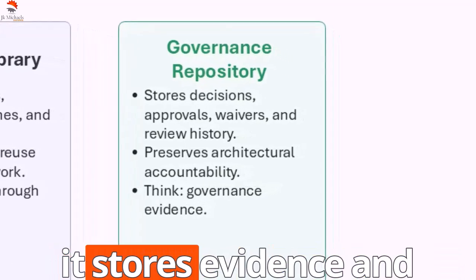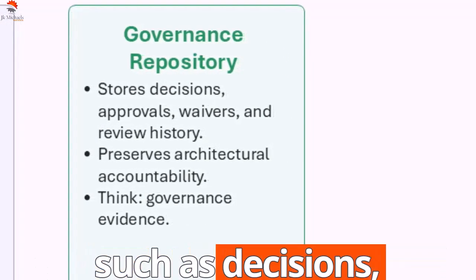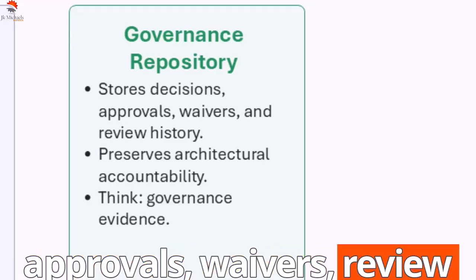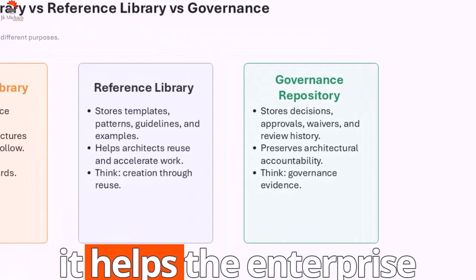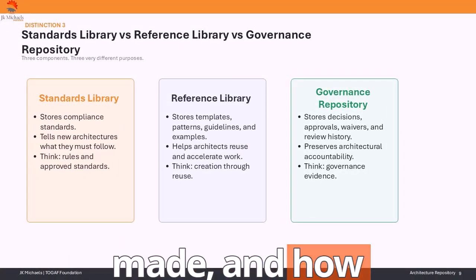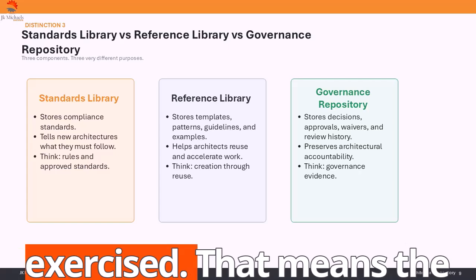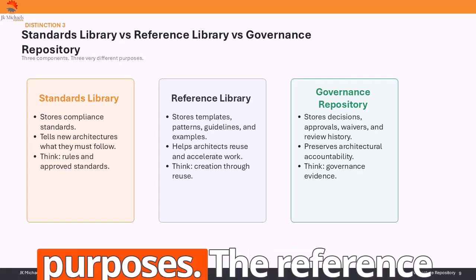That means it stores evidence and records related to architecture governance, such as decisions, approvals, waivers, review outcomes, and governance history. In practical terms, it helps the enterprise track what decisions were made, why they were made, and how governance has been exercised. That means the reference library and the governance repository serve very different purposes.